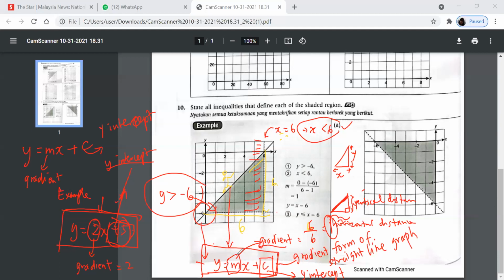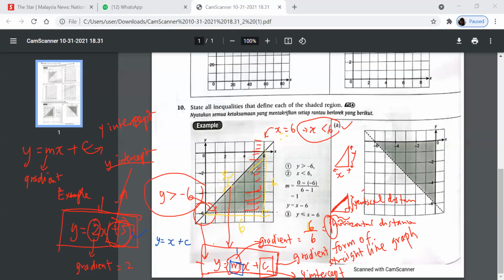Are you following? We are finding the m. We want to make an equation but we don't know it yet, so we find the m first. We found m is 1, so y equals 1x plus c, which is x plus c. But now we need to find c. Then how to know c?